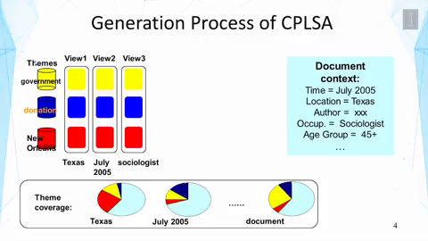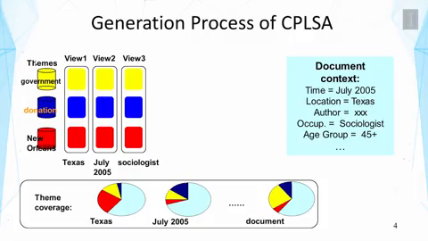Because in the case of a location like Texas, people might want to cover the red topics more. That's the New Orleans, as visualized here. But in a certain time period, maybe a particular topic like donation will be covered more. So this variation is also considered in CPLSA.